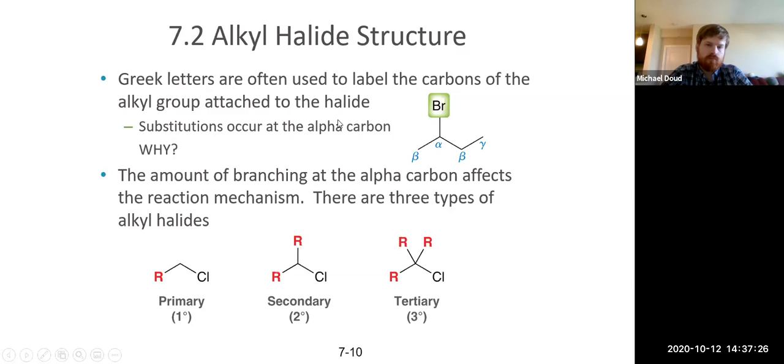We also figure out from the alpha carbon what kind of alkyl halide we have. If the alpha carbon is attached to one other carbon, so there's one beta carbon present, that's a primary alkyl halide. If it's attached to 2 carbons, that's a secondary alkyl halide. And if the alpha carbon is attached to 3 carbons, that's a tertiary alkyl halide. So when we say primary, secondary, tertiary, we're always talking about the alpha carbon. And that's how we recognize this designation for alkyl halides.